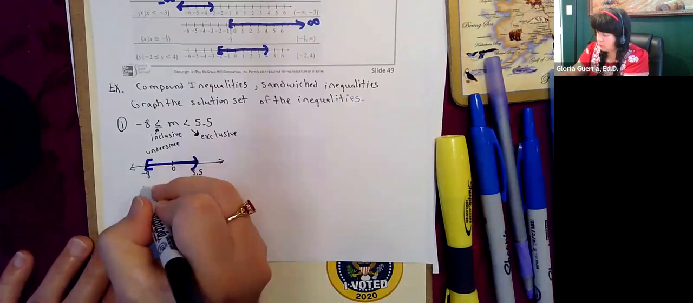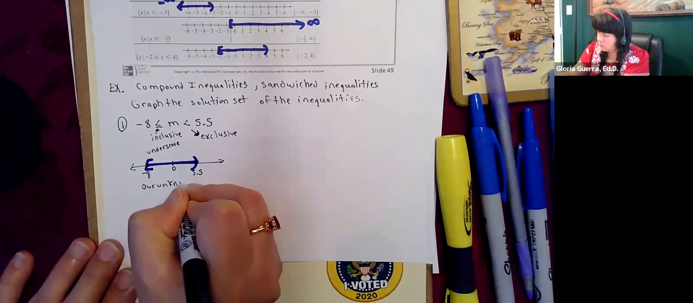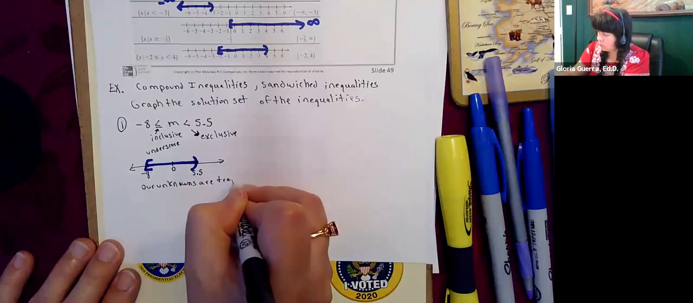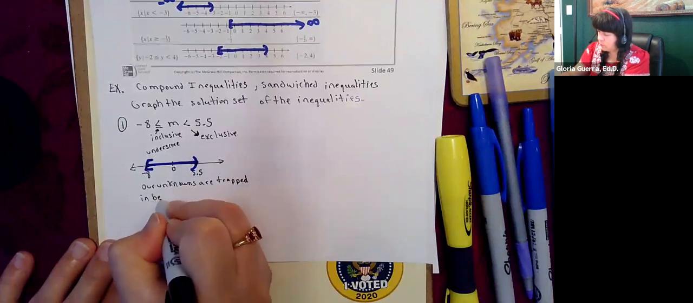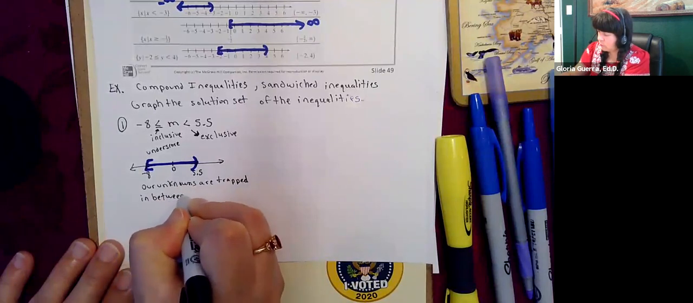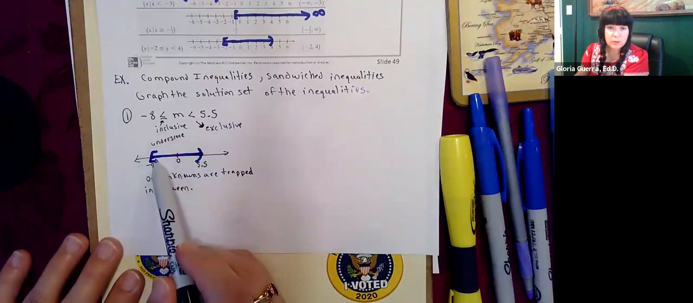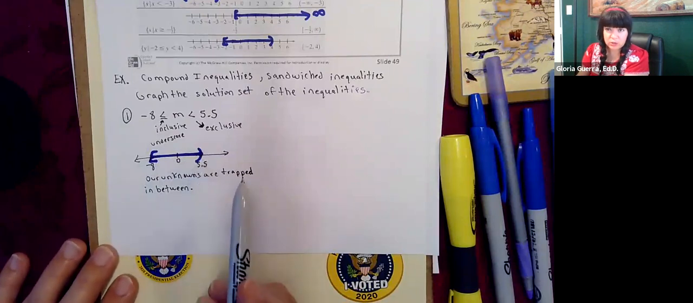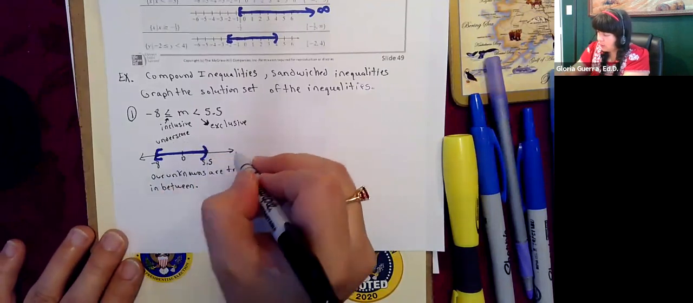Okay, so our unknowns, they're basically trapped right in between, right? But they include the -8, but they don't include the 5.5. They just approach 5.5. They don't actually include that. Okay. And then that's the graph.